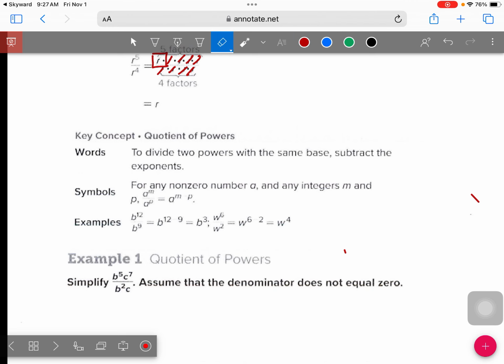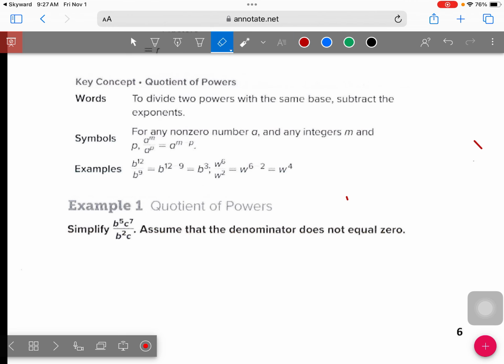Okay? So when you are dividing two powers with the same base, the key is same base. Before, when we were multiplying them, we added the exponents. So now that we are dividing them, you are going to subtract the exponents. Okay?